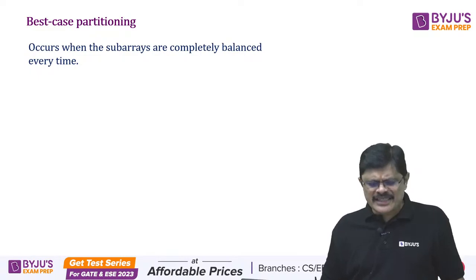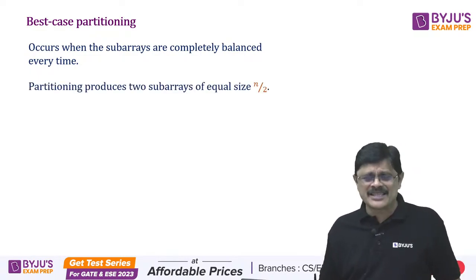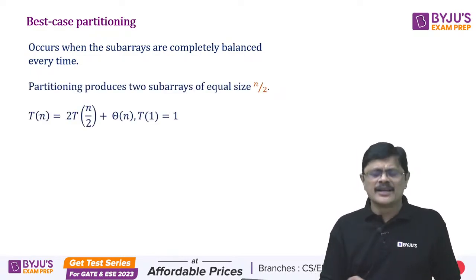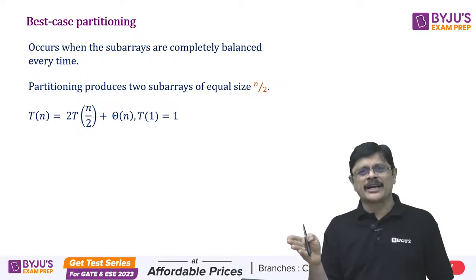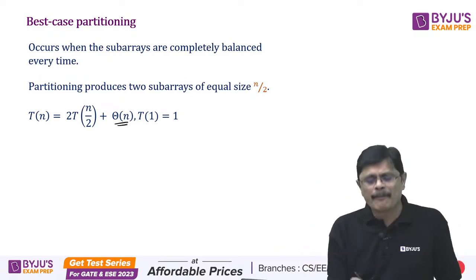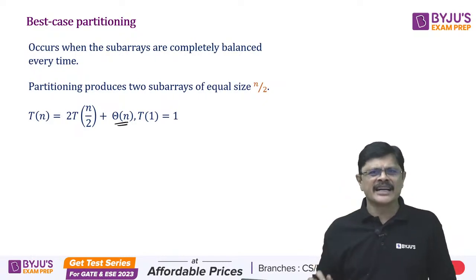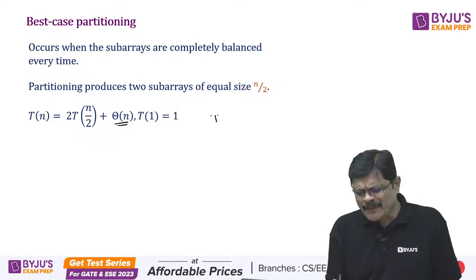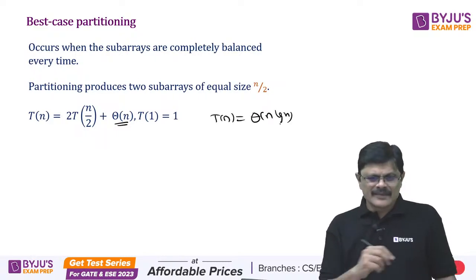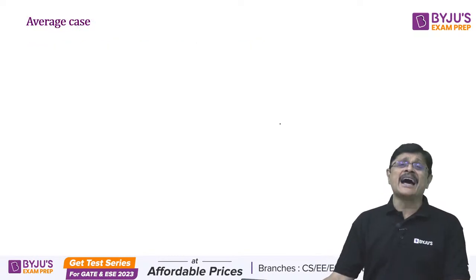So this occurs when the subarrays are completely balanced every time. And what happens? T n by 2 for the left subarray, T n by 2 for the right subarray. So 2 times T n by 2 plus partitioning takes theta n time. So this would be the recurrence relation, and we know the time complexity for this is theta n log n. Now what is very interesting is the average case.